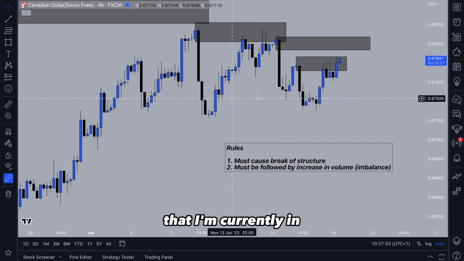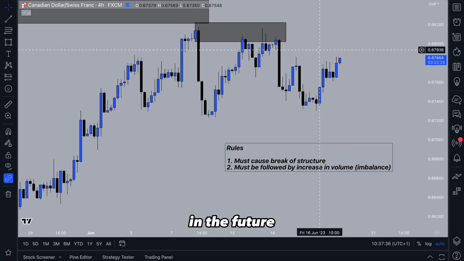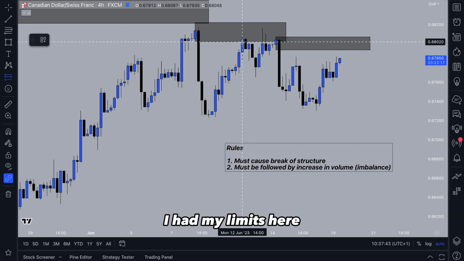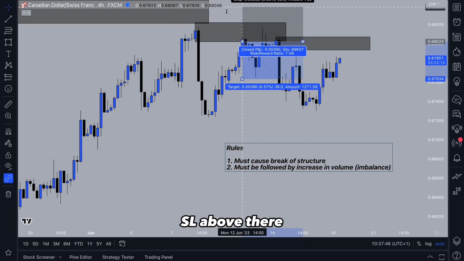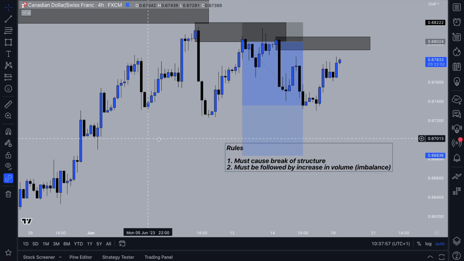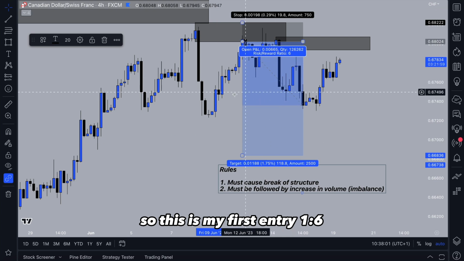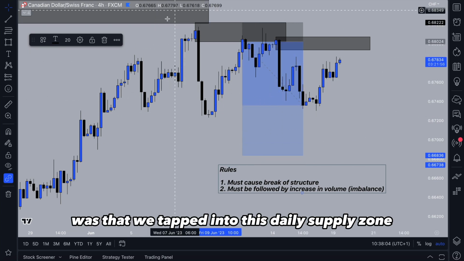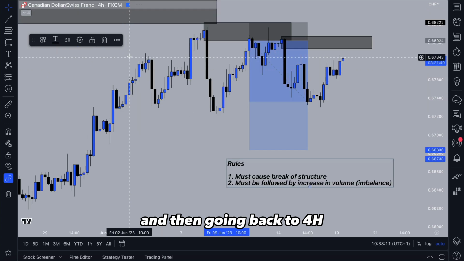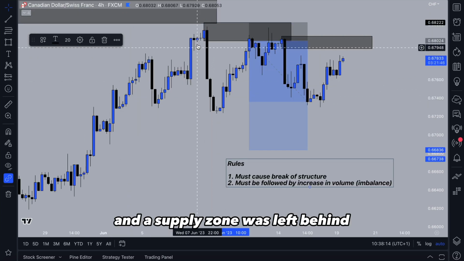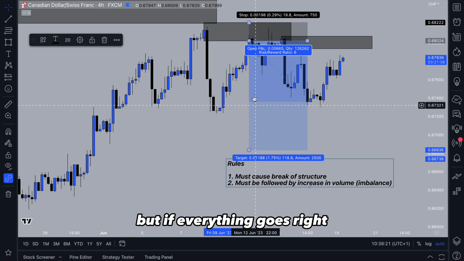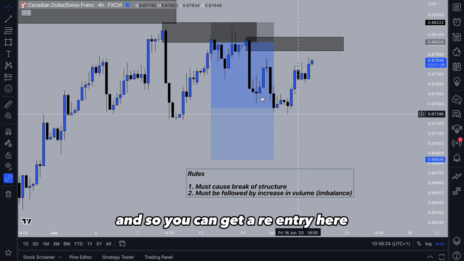And now, how can you use these rules to enter trades? Well, I will show you one trade that I'm currently in and one trade that you could look to get in on in the future. The first trade that I took was simply a pullback retracement to this supply zone. I had my limits here, and this is where I got in. Stop loss above there, and I'm targeting somewhere down here, I think probably this demand zone, sorry. So this is my first entry, 1 to 6, and the reason for this was that we tapped into this daily supply zone. If we go to the daily, you can see there's a nice supply zone here, and then going back to the 4 hour, we got a change of character and a supply zone was left behind. So I entered aggressively from there, and price has moved down, pulling back, but if everything goes right, then it should continue down.